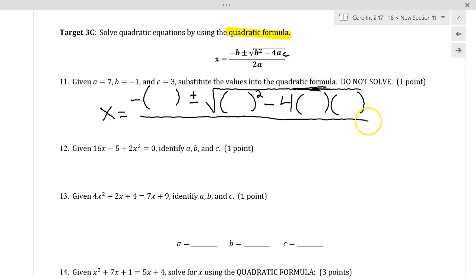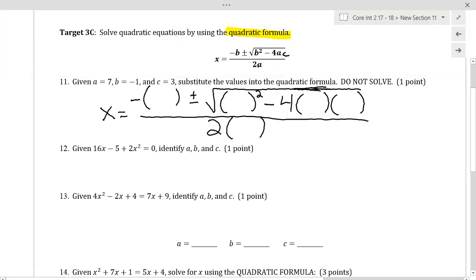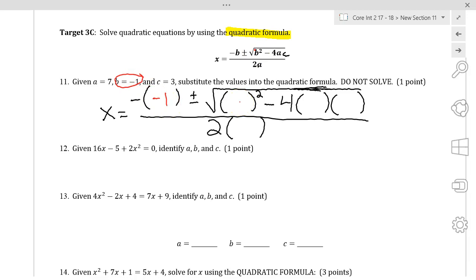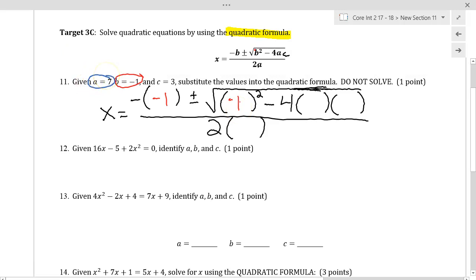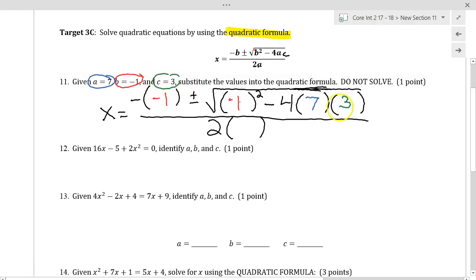All over 2 times A, which needs parentheses. Okay. So my first letter is B. B is -1. Plus or minus. Alright, my second letter here is also B, so it's again -1 squared. Minus 4 times A. Well, A is 7. Then comes C. Well, C is 3. All over 2A. Again, A is 7. So I'm just replacing those letters with the numbers they're equal to.